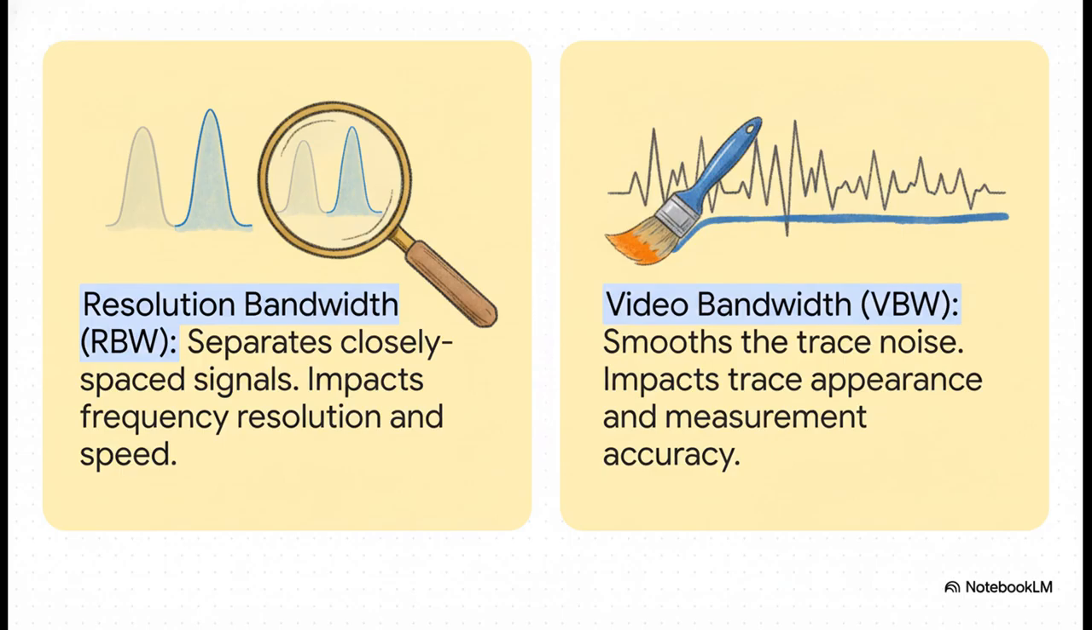So why two? Well, think of RBW as your microscope for frequency. You use a narrow RBW to separate two signals that are sitting right on top of each other. VBW is different. It's more of a smoothing filter for the trace itself. It averages out all that fuzzy noise to give you a much cleaner picture of a signal's real power.